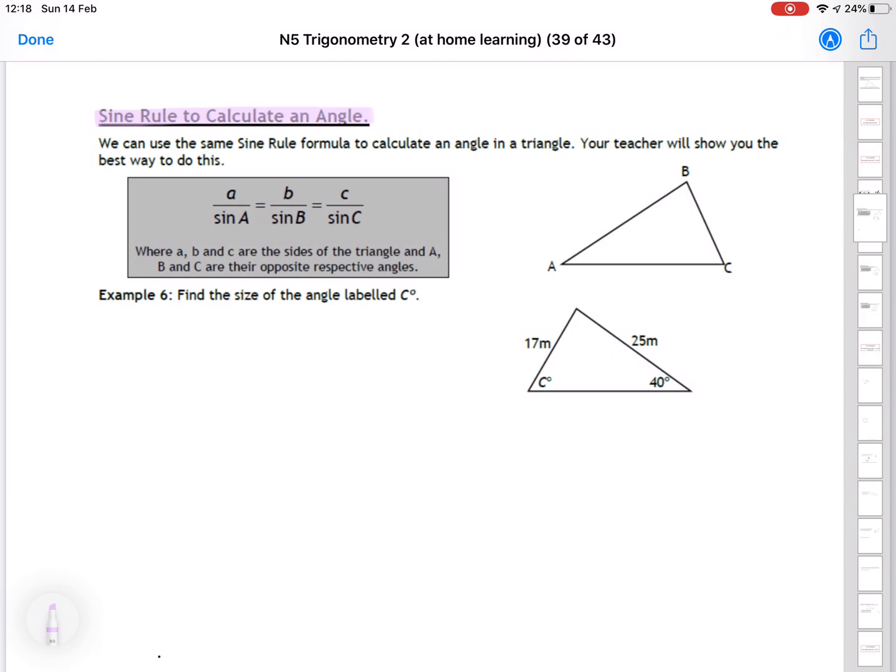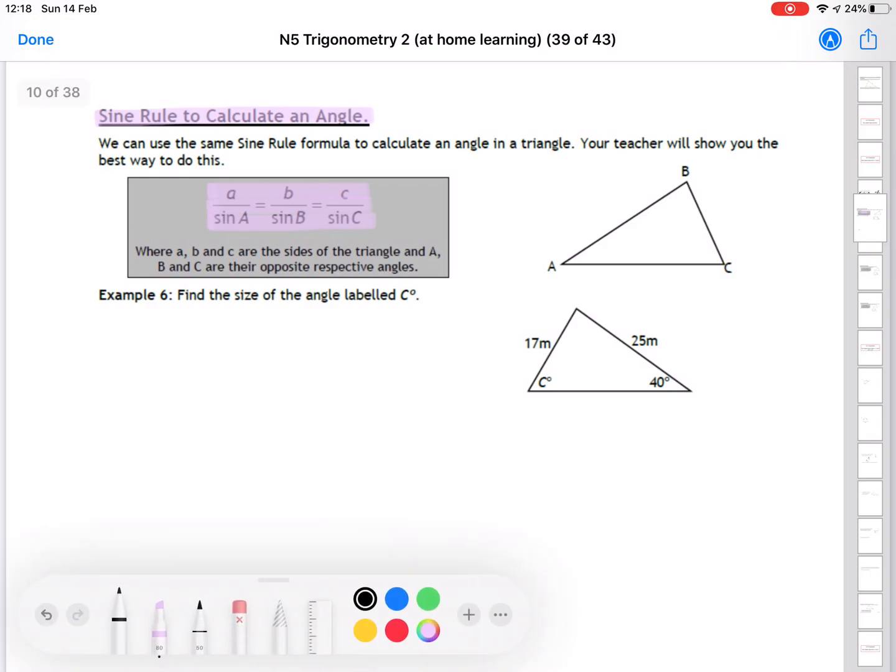So it is the same rule as we used in the last lesson, so it's just on your notes here again. So a over sine A equals b over sine B equals c over sine C. And it's going to be very similar working. It's just going to be a different unknown value that we're solving for. So let's go straight into an example here. So example 6, we have find the size of the angle labelled C.